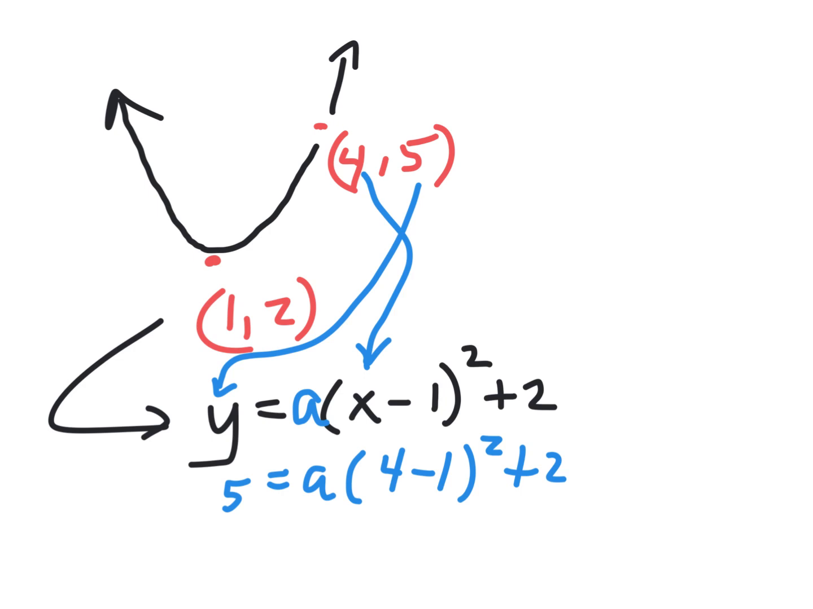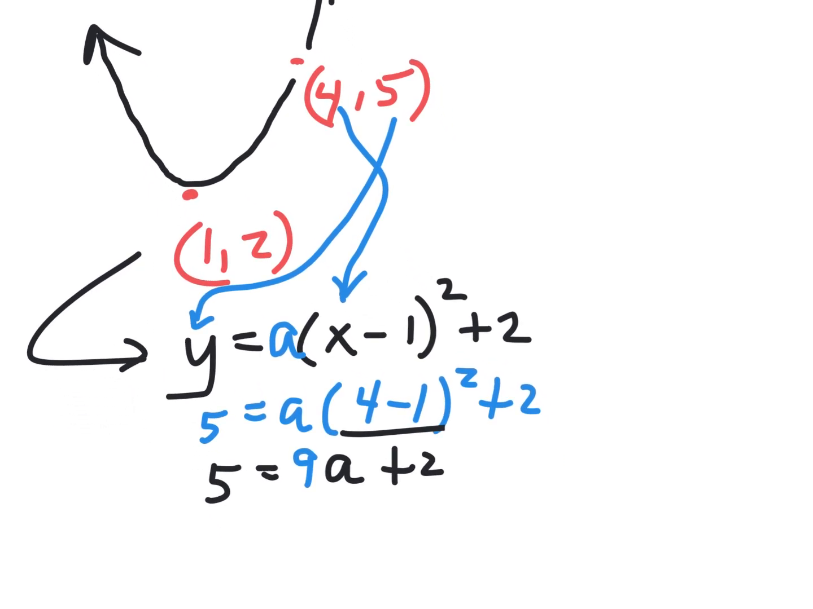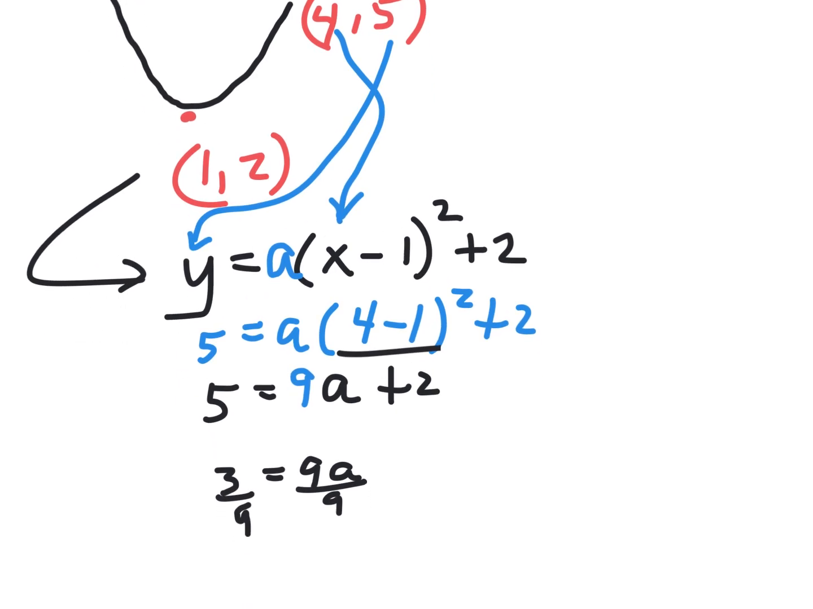Then, final answer here, 5 equals A, but there's a number on it. 4 minus 1 is 3. 3 squared is 9. Notice me putting the 9 in front of it. And that came from the 4 minus 1, but then squared. And then plus 2. Then I'm going to subtract 2 from both sides, and I get 3 equals 9A. I'm going to divide both sides by 9. And I get 1/3 equals A. Raise your hand if you had 1/3 equals A.